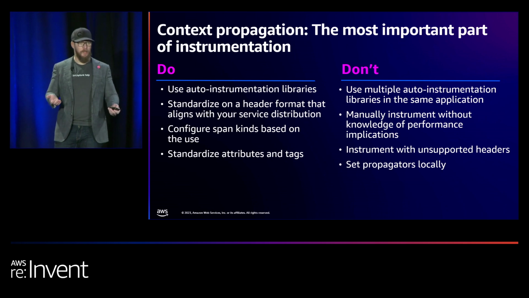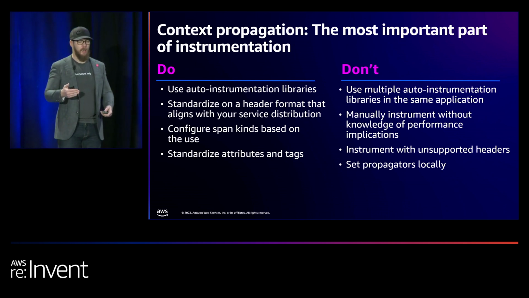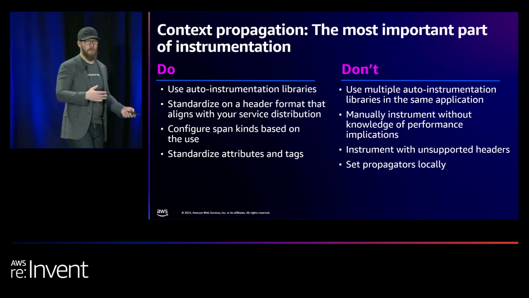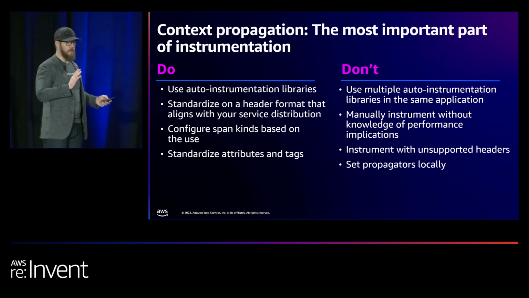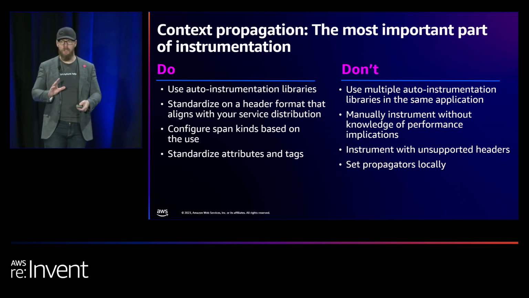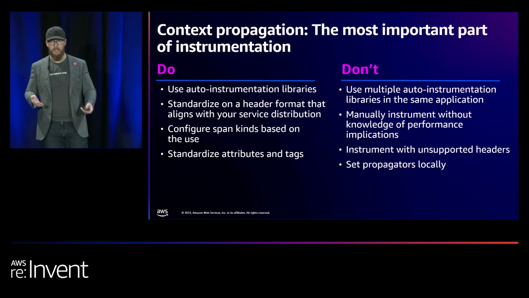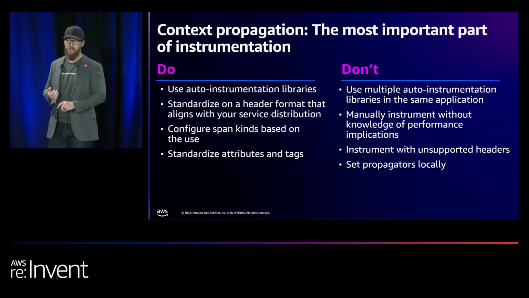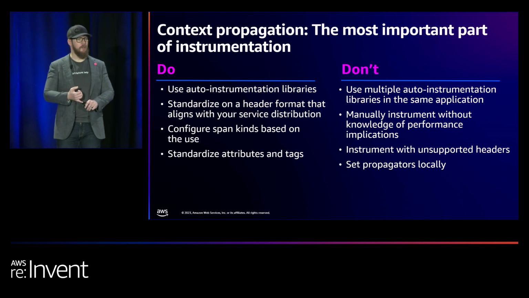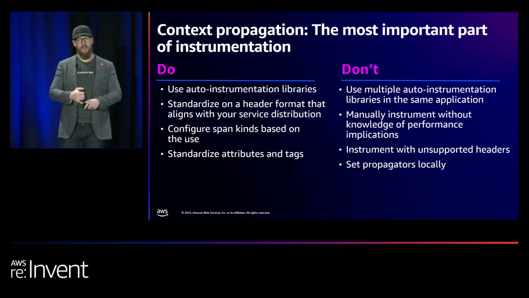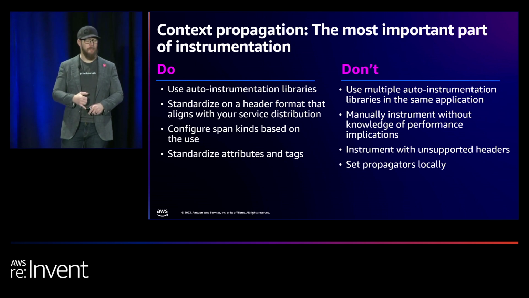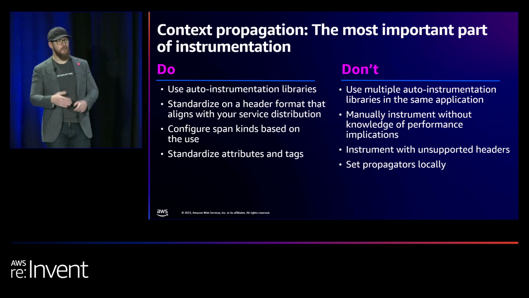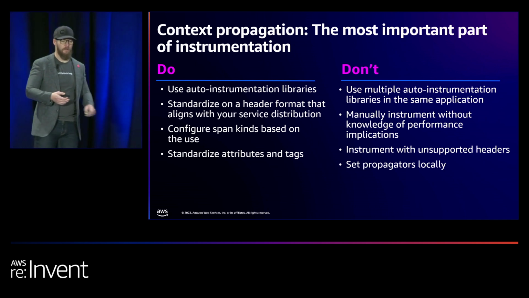So we talked a little bit about context propagation and what that means. This is kind of the most important part of instrumentation, and we're talking about the application layer mostly at this point. So we have a couple of do's and don'ts here when it comes to context propagation. So use auto instrumentation libraries as often as possible. One, it's going to save you a lot of time and a lot of headaches, but it's also going to allow you to use those out-of-the-box and standardized propagation components that are in those libraries so that you're not building something from scratch or having something that's unique or outside of your standards in your environment.